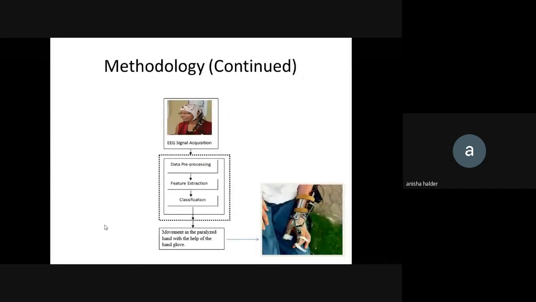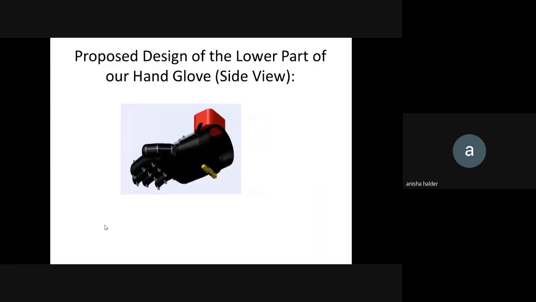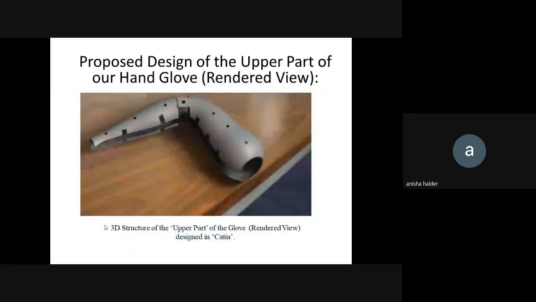This is the basic diagram. This diagram is not ours, it is from the internet. EEG signal acquisition, data pre-processing, feature extraction, classification, and movement in the paralytic hand with the help of the handcuff. So this is the first work I have shown to you.